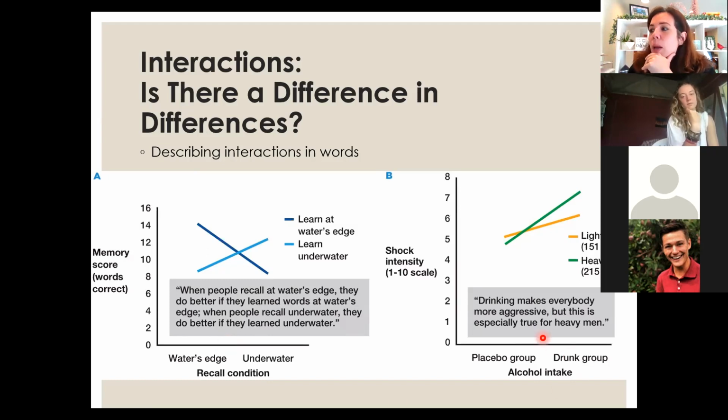Similarly, drinking makes everybody more aggressive, but this is especially true for heavy men. So this is acknowledging, right, the main effect, and then highlighting the interaction effect, which has to do with body weight. Okay.